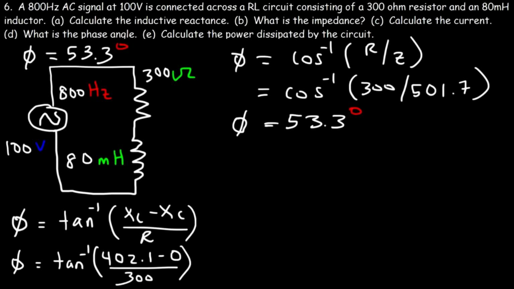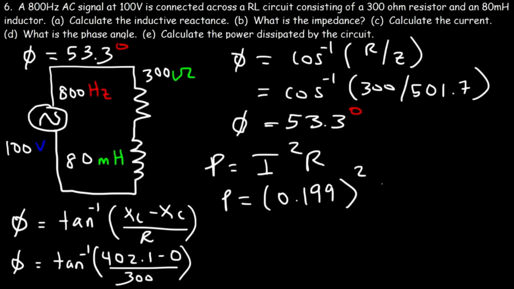Now what about part E? Calculate the power dissipated by the circuit. A simple way to do that is to use this equation: it's I squared times R. We know that the current is 0.199 amps and the resistance is 300 ohms. So 0.199 squared times 300 is about 11.9 watts. So that's the power dissipated by the circuit.